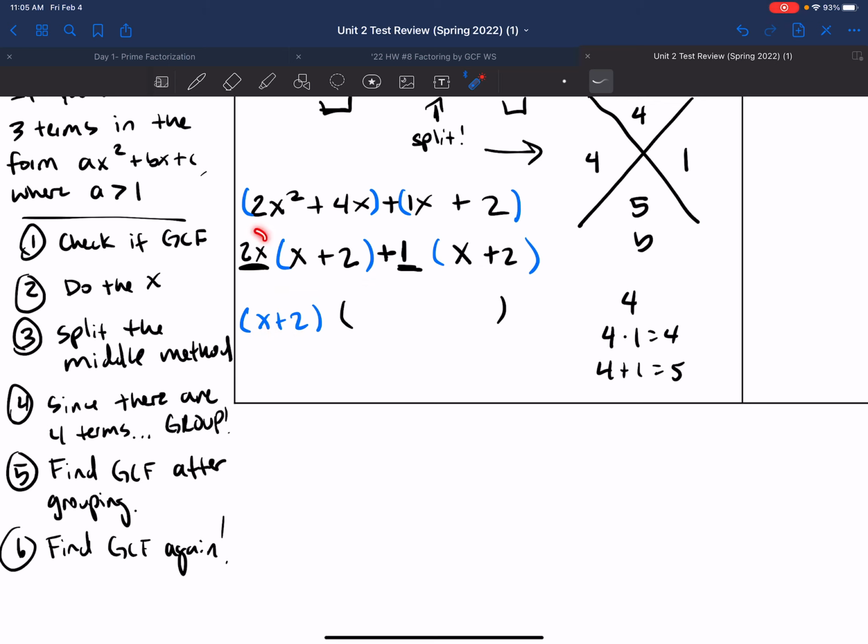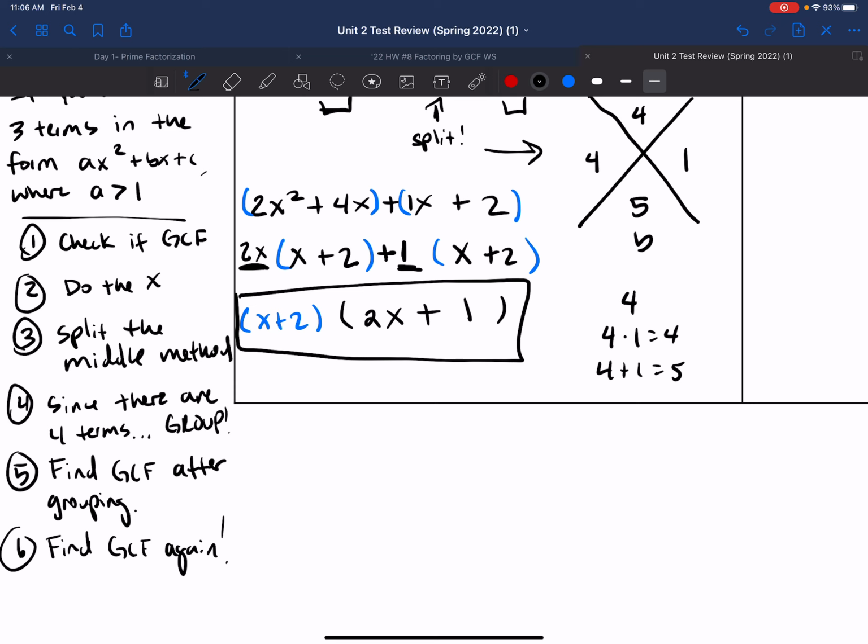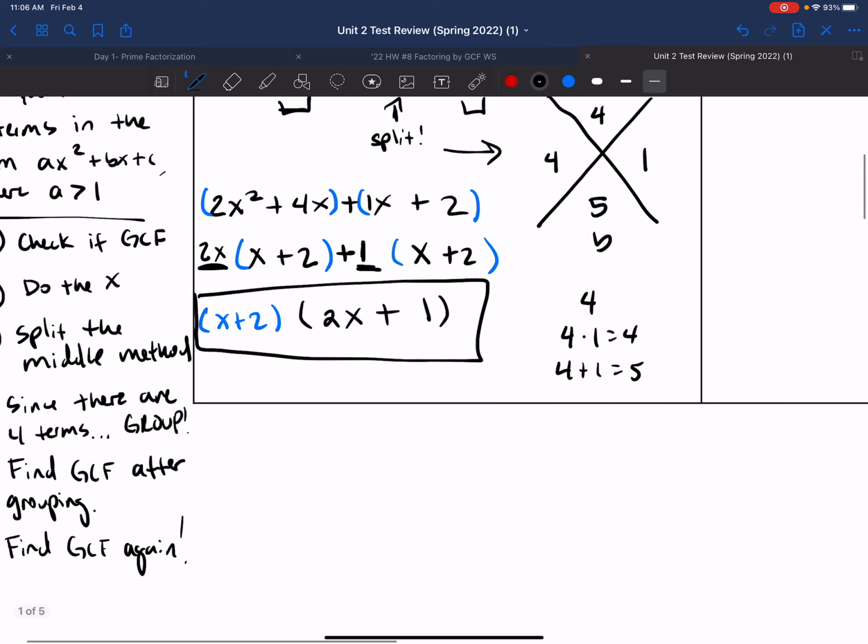Well, this is all multiplication. 2x times x plus 2, right? So if 2x times x plus 2 is this, then x plus 2 times 2x is going to give me that for sure, yes? So let's put 2x there, and then 1 times x plus 2. Well, x plus 2 times 1 will give me this, so I'm just going to put a 1 here. And then this is what I need. That's my answer. It's a lot of steps, but this is good.